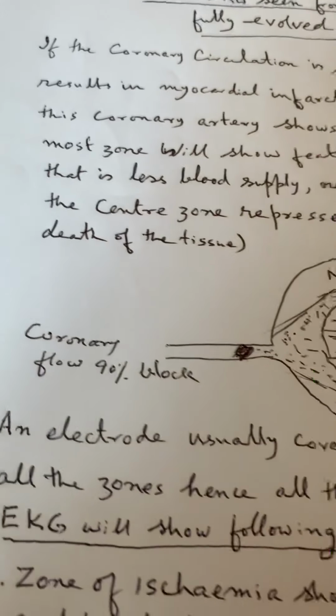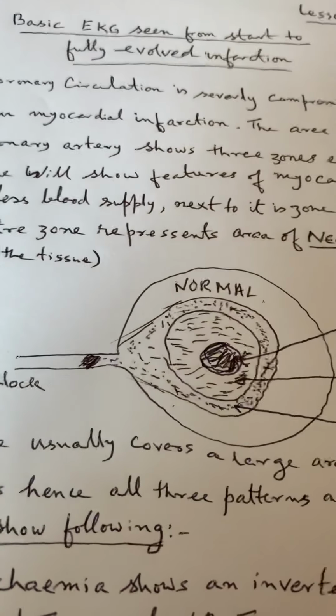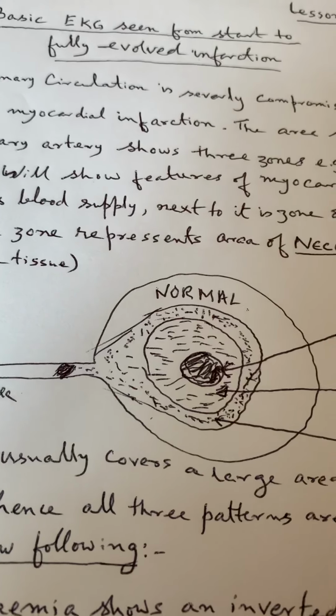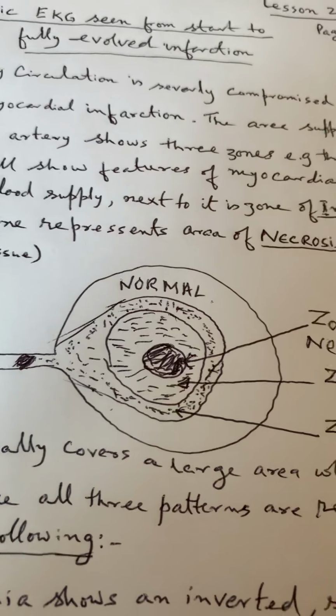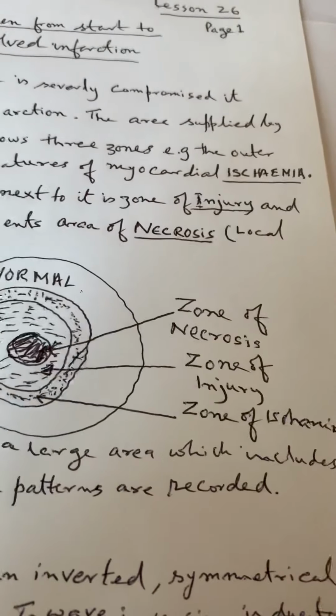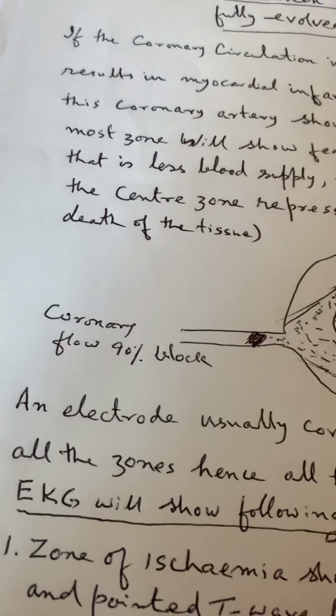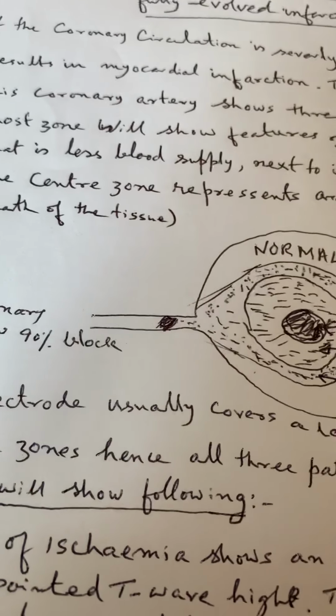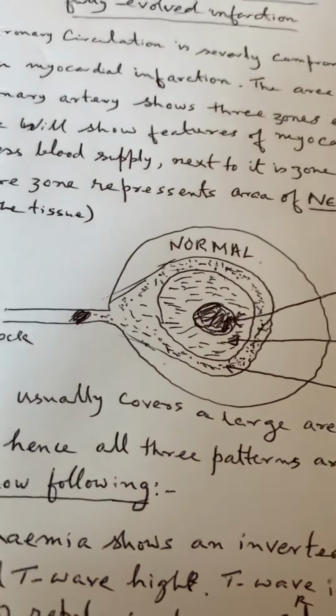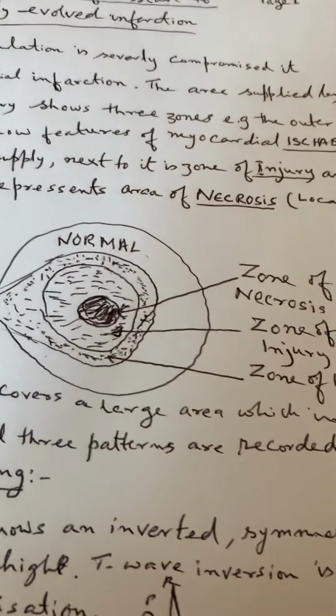An electrode usually covers a large area which includes all the zones. Hence all these 3 patterns are recorded.